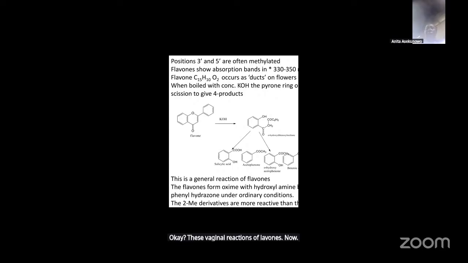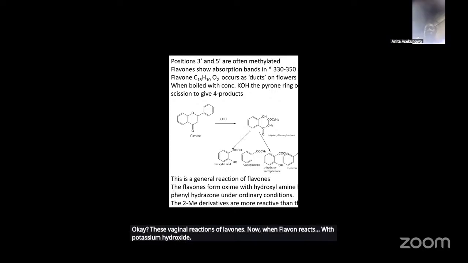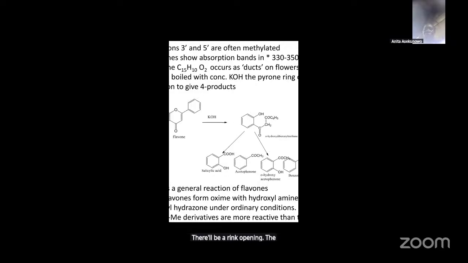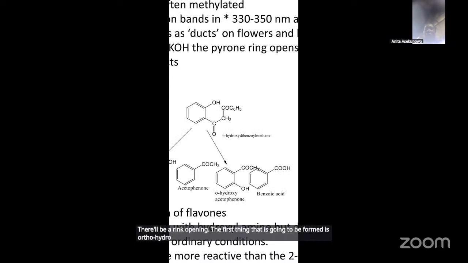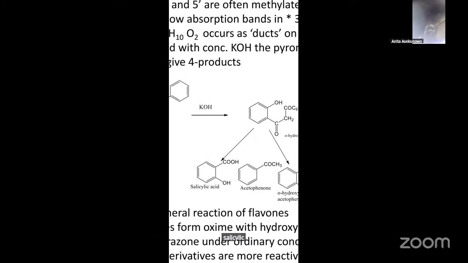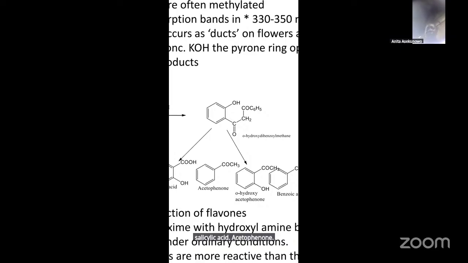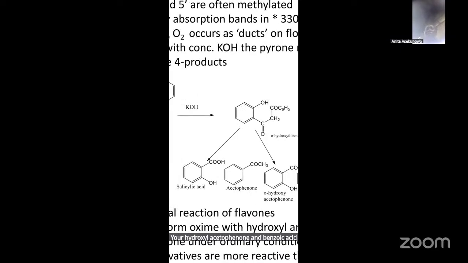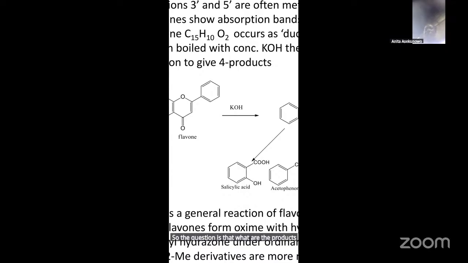Now, when flavone reacts with potassium hydroxide, there will be a ring opening. The first thing that is going to be formed is orthohydroxy dibenzoyl methane, which will continue to react because this is unstable. So it's going to react again to form salicylic acid, orthohydroxy acetophenone, and benzoic acid. So the question is, what are the products formed when flavone undergoes reaction with concentrated potassium hydroxide under heat?